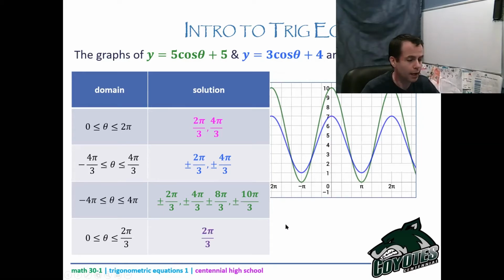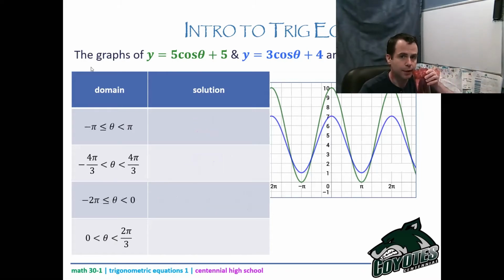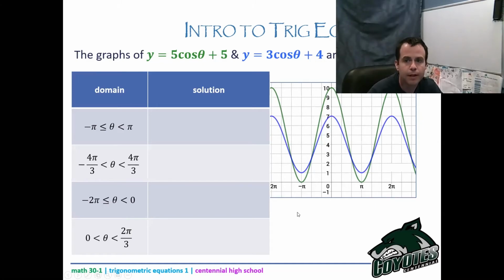Okay, so now you should pause me now. You try the last four, and I'm going to go through those in 1 second. So from negative pi to pi, that means I'm going from here to here. So that would just be the plus or minus 2 pi over 3. I don't have any of the 4 pi over 3s there because that's outside of the domain.